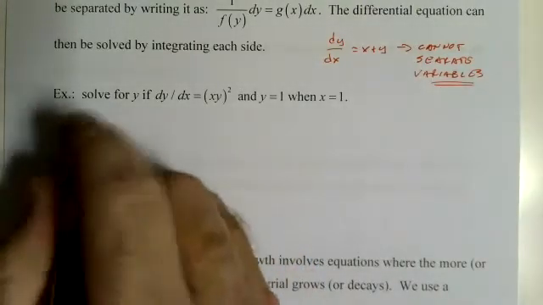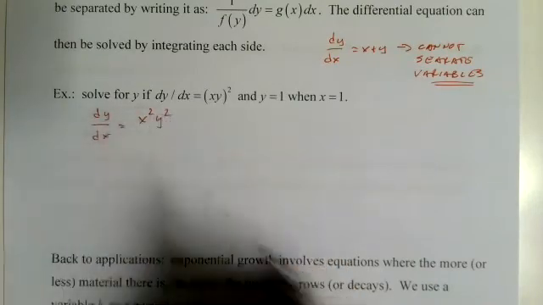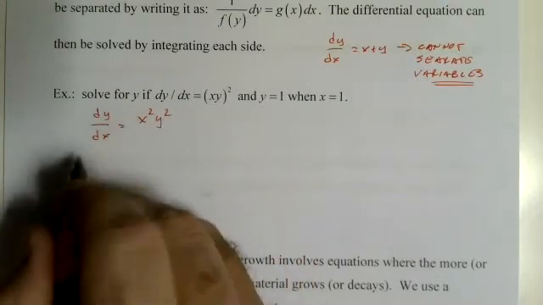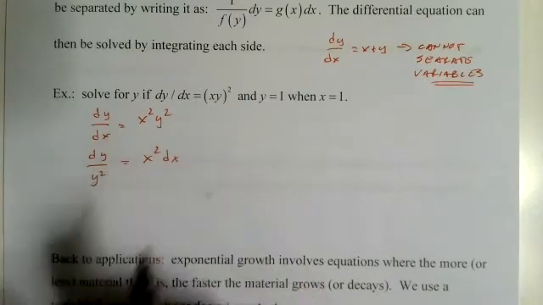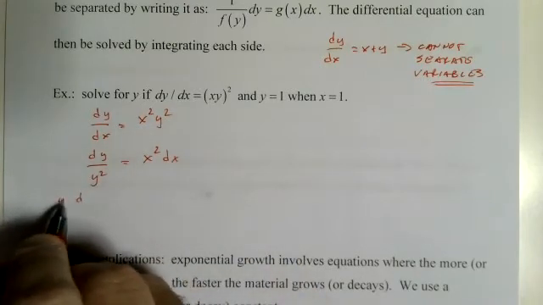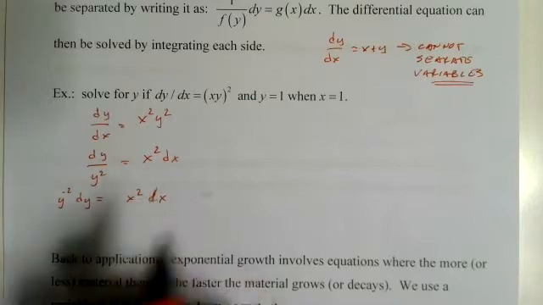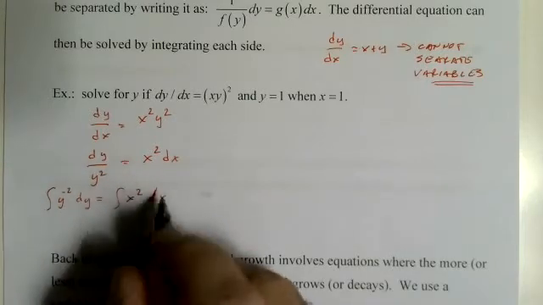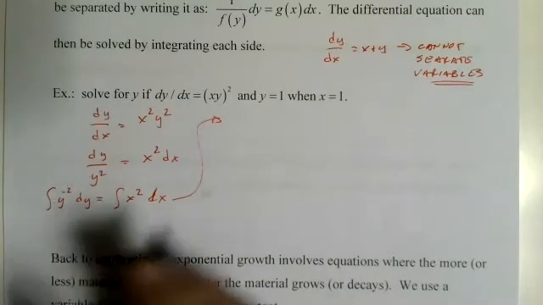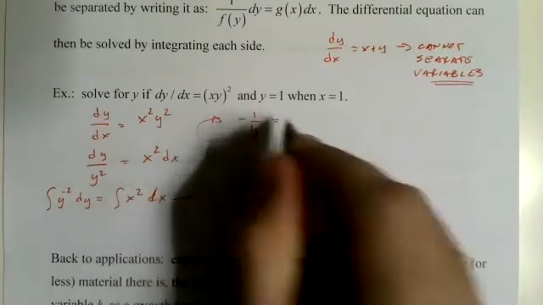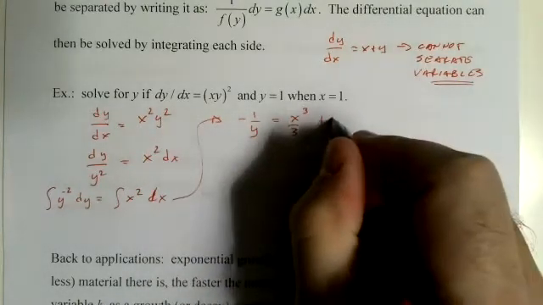However, here we can. So we get dy/dx equals x squared y squared. Now I can put anything with an x on one side, anything with a y on the other. dy over y squared equals x squared dx. Let's put it up front, y to the negative second, dy equals x squared dx. Let's slap our integral sign in there. Add 1, y to negative first, divide by negative, we get negative 1 over y equals x to the third over 3 plus c. A lot of people bother this.